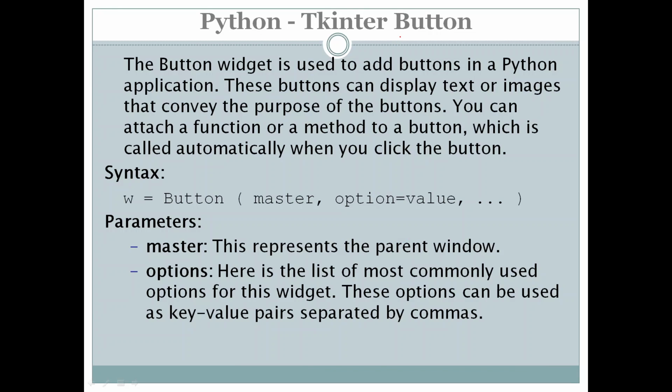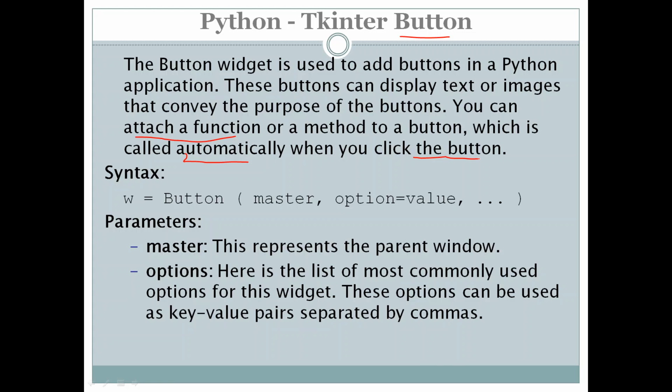tkinter button. The button widget is used to add buttons in Python application. These buttons can display text or images that convey the purpose of the buttons. You can attach a function or a method to a button, which is called automatically when you click the button.